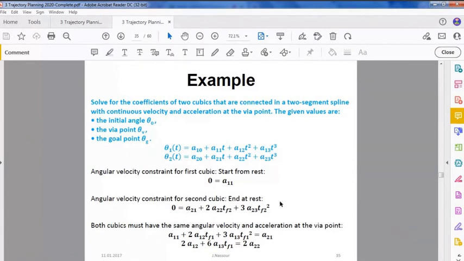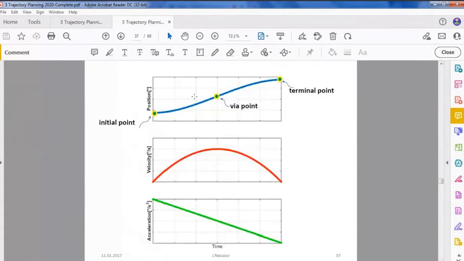Okay, this one we leave the question here. Both cubics must have the same angular velocity and acceleration at the via point. Okay, what is the meaning of this? Both cubics must have the same angular velocity. That means velocity and acceleration must be the same at the via point. Why did he say like that? Because if you don't use the same value, your graph will not join.